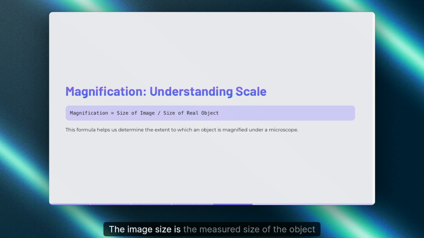The image size is the measured size of the object in the microscope image. This is often in millimeters or micrometers. The actual size is the real size of the object being viewed. The magnification is how many times larger the image is compared to the actual object size.